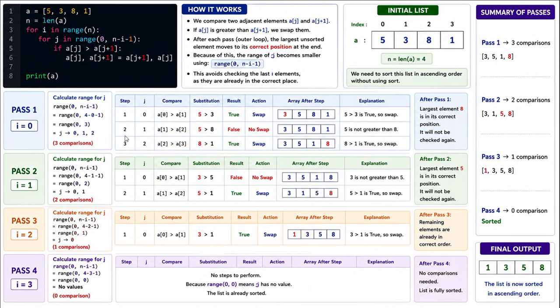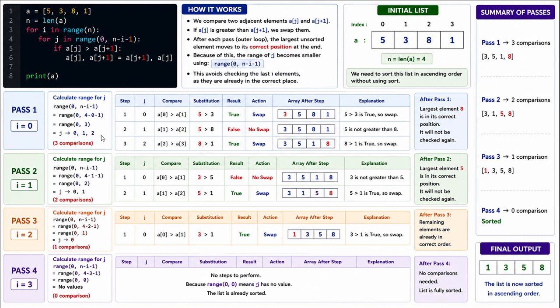Now what is the next step here? Step 2, j equal to 1. a of 1 greater than a of 1 plus 1, which means a of 1 greater than a of 2. Let's check the updated list. Is 5 greater than 8? No, it is not greater than 8, so it remains the same.